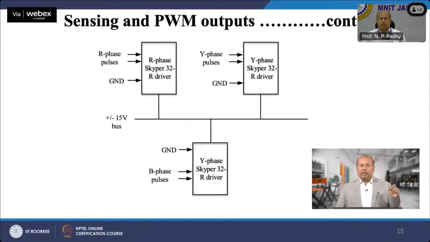Therefore, each Skyper 32R driver has 5 inputs. 2 inputs are dedicated to PWM pulses, one for the top switch and the other for the bottom switch. The next 2 inputs are plus or minus 15 volt DC supply, and one input is the common point of the plus or minus 15 volt DC supply. This holds good for the other 2 phases as well.